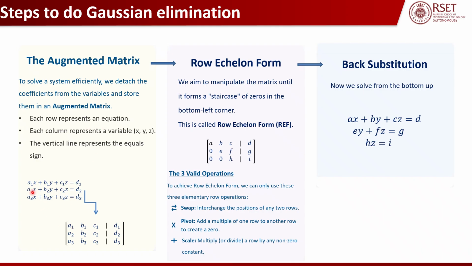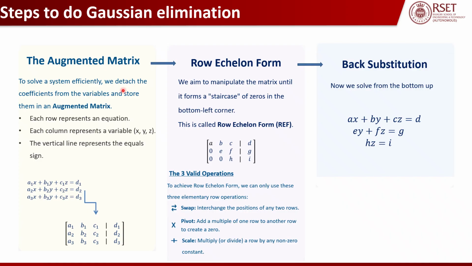So that is a1, writing the coefficient of x in a1, coefficient of y b1 and coefficient of z c1, and the equal to symbol is represented with this vertical line. So instead of equal to, we will represent this by this one, and this is equal to d1. The second equation is also written like this, and the third equation will also be written like this. So we will get a matrix, and this converted matrix is called an augmented matrix.